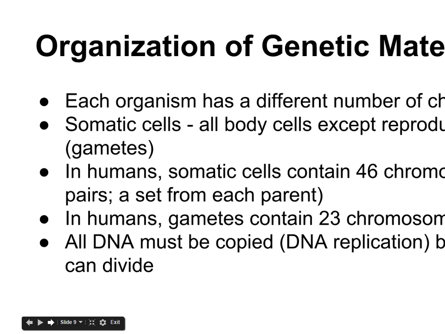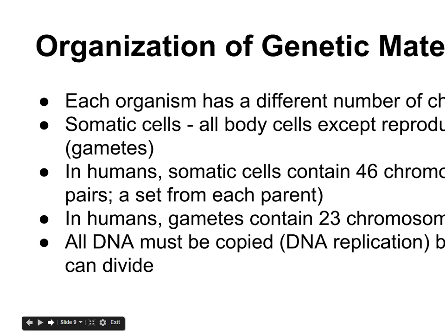That would be egg or sperm. In humans, somatic cells contain 46 chromosomes, 23 pairs. You get a full set of 23 from the egg and a full set of 23 from the sperm, and that is the initial, what we call zygote, and that zygote divides from one cell into 2, and 4, and 8, and 16, and 32, and on and on until you have trillions of cells that make you.